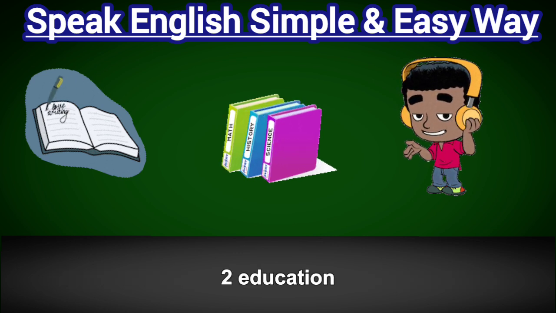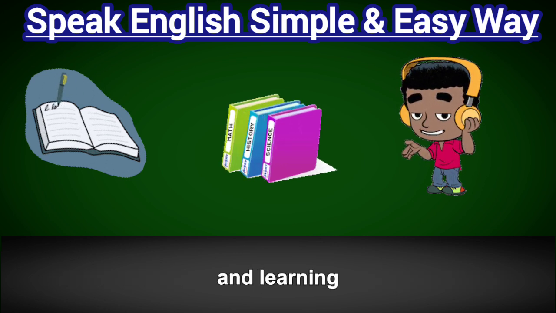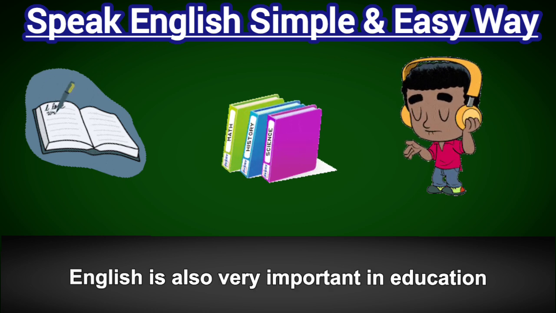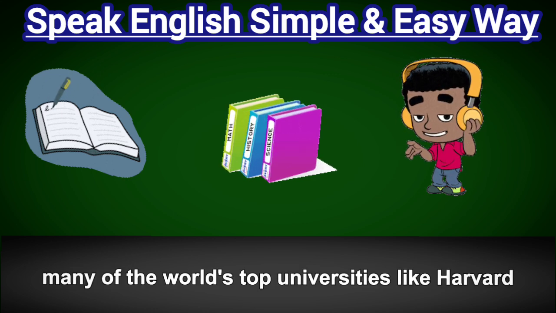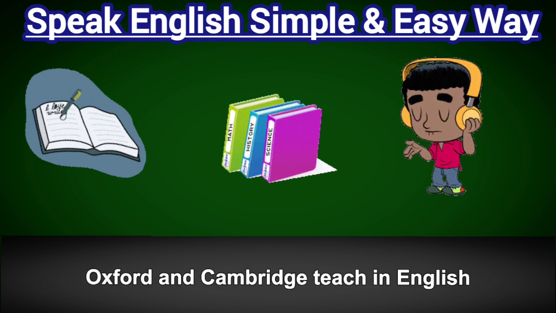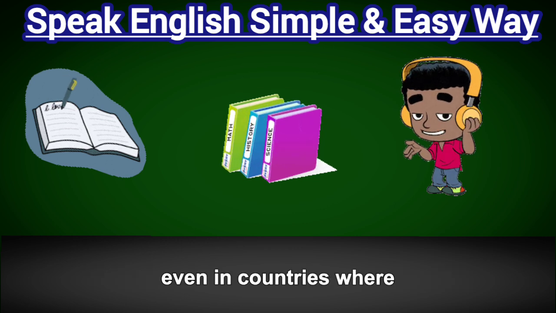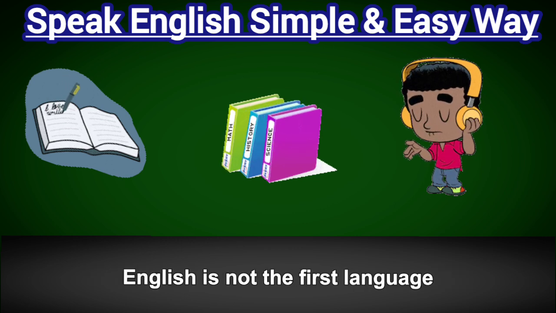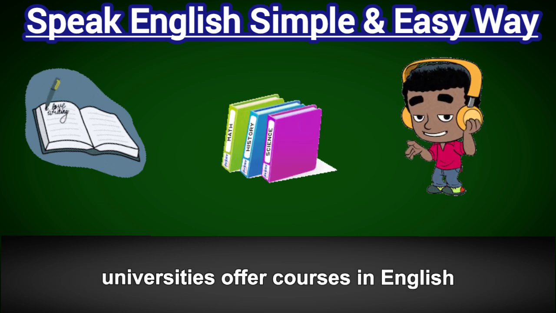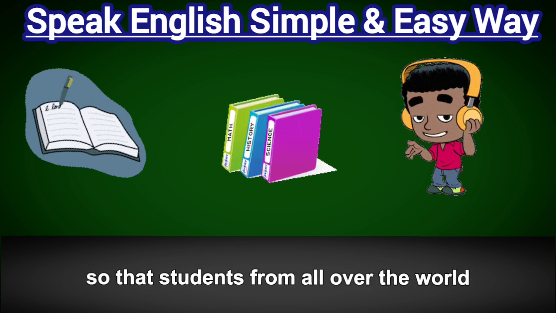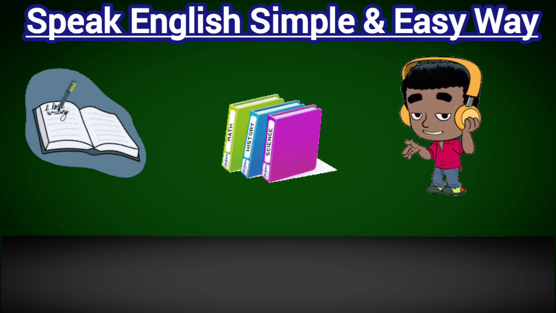2. Education and learning. English is also very important in education. Many of the world's top universities, like Harvard, Oxford, and Cambridge, teach in English. Even in countries where English is not the first language, universities offer courses in English so that students from all over the world can study there.